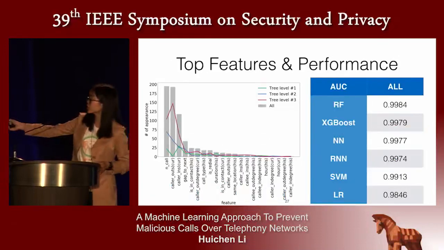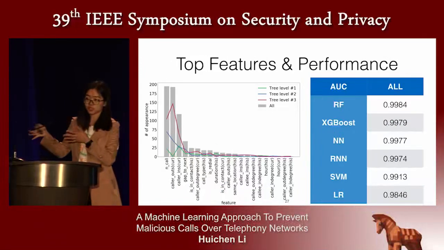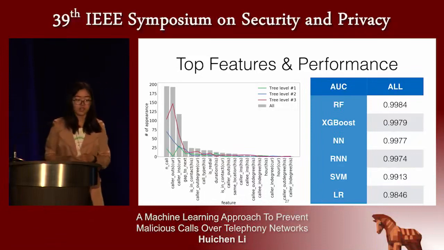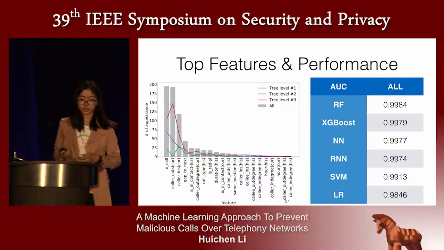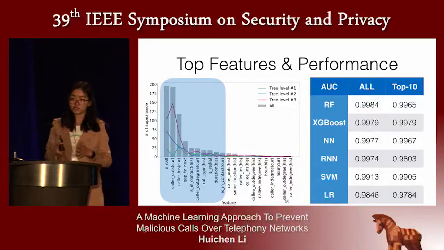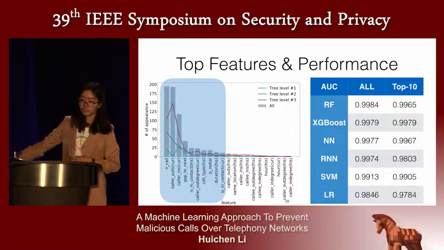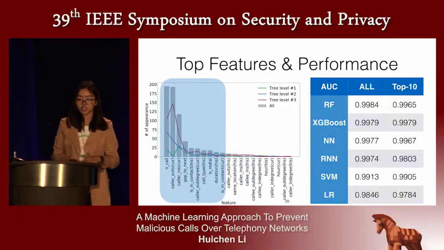And they are shown here. These are some of the top used, the most frequently used features in the decision tree models. And on the right is the AUC scores. And if we just use the top 10 features, just use the 10 most frequently used features, the AUC scores are reported here, and you can see the AUC scores doesn't drop very much. It means the top 10 features are very indicative.